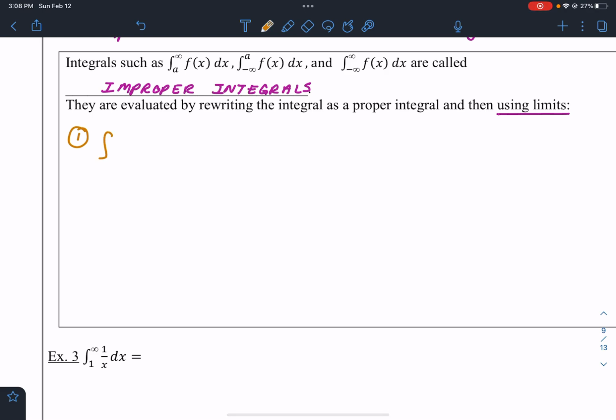The first situation is where we're going from a number to infinity, which is what we were just looking at. We were going from 1 to basically a million, or a billion, or even bigger than that. We're going to rewrite that as the limit as b approaches infinity, and then we're going to integrate from a to b. So that's the first situation that we may encounter, which is usually the most common, to be honest with you.